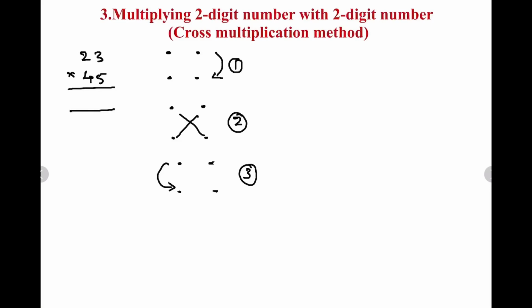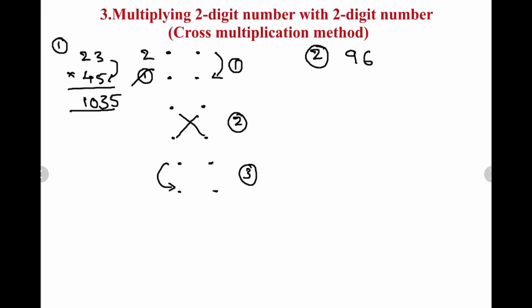First step, units into units. 3 into 5, 15. Keep 1 carry forward. Next, diagonal. 5 into 2, 10. 4 into 3, 12. 10 plus 12, 22 plus 1, 23. Keep 3, 2 carry forward. 4 into 2, 8. 8 plus 2, 10. The answer is 1035. So go with another example.